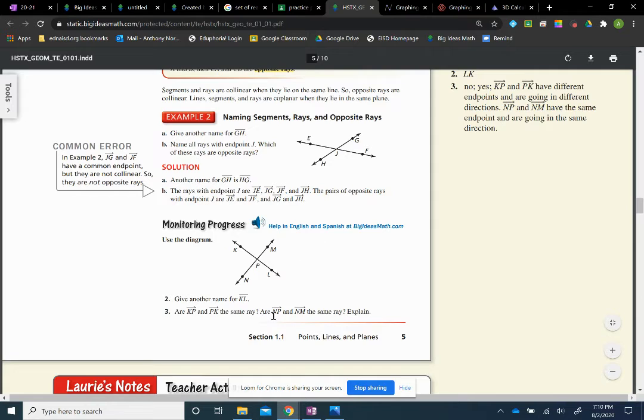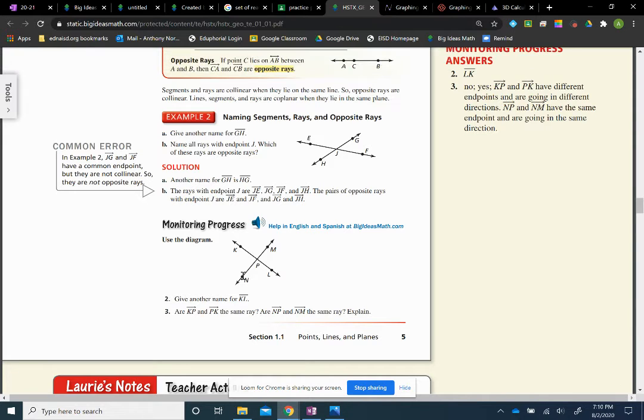Second one: yes, NP starts at N and goes through P forever. So it includes everything that N will touch. NM is the same thing as NP because it continues going.